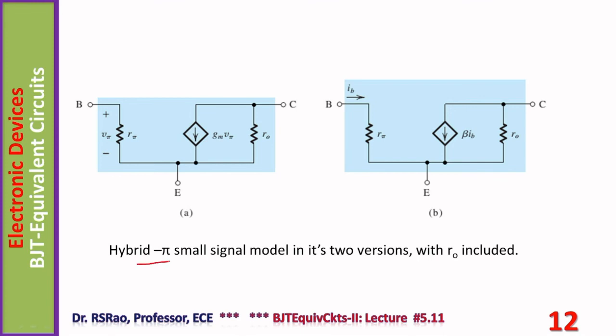Now here are shown another two models. These are the hybrid pi small signal model in its two versions with R naught included. In A one model, in B another model. Let us see the difference. R pi and R naught are common. In A the current source is GMV pi. In B also a current source is there, but it is beta IB. In A it is a voltage controlled current source, in B it is a current controlled current source.